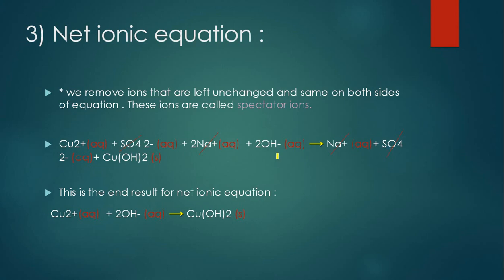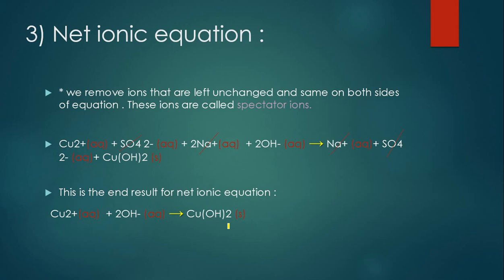What does spectator ion mean? It means that these ions are just watching the reaction. They're not taking part in any of the reaction. That's why we cross them out. This is the end result after crossing the spectator ions out from our complete ionic equation: we get copper plus hydroxide, which gives us copper hydroxide.